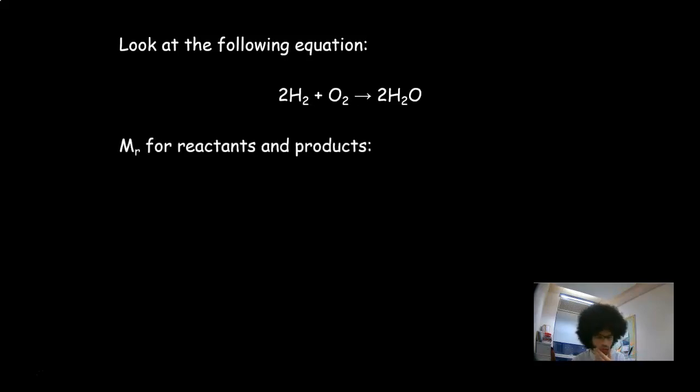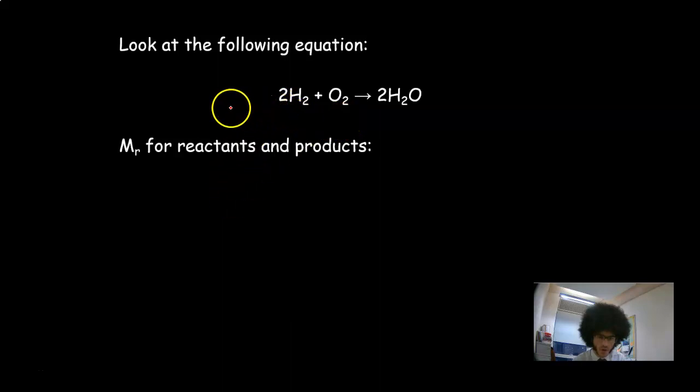Okay, now, if you look at the following equation, we've got hydrogen combusting to form water because it's reacting with oxygen. If I spend some time working out the MR of the reactants and the products, hydrogen has a mass of 1, all right, and oxygen has a mass of 16.